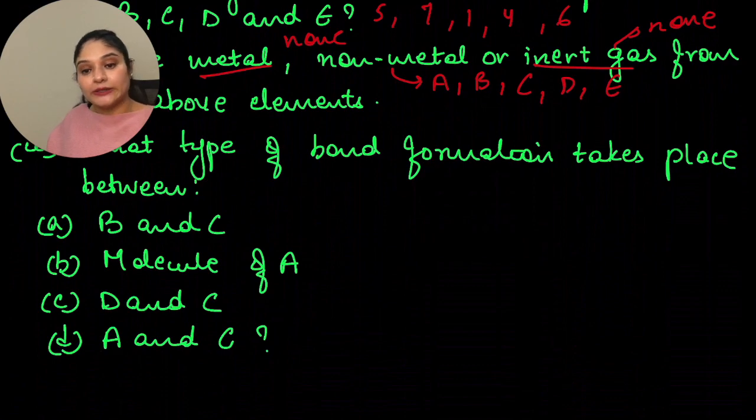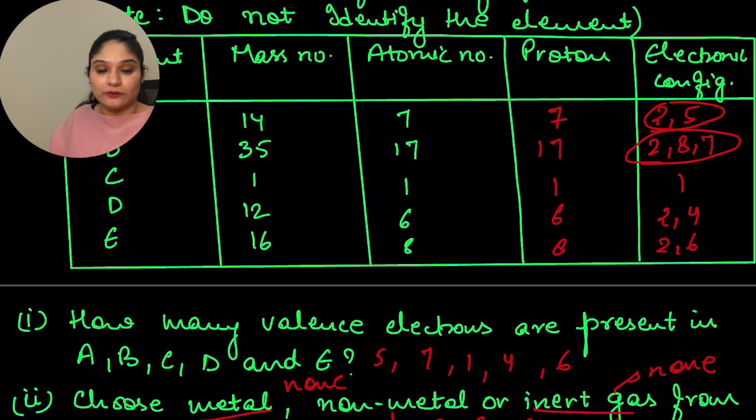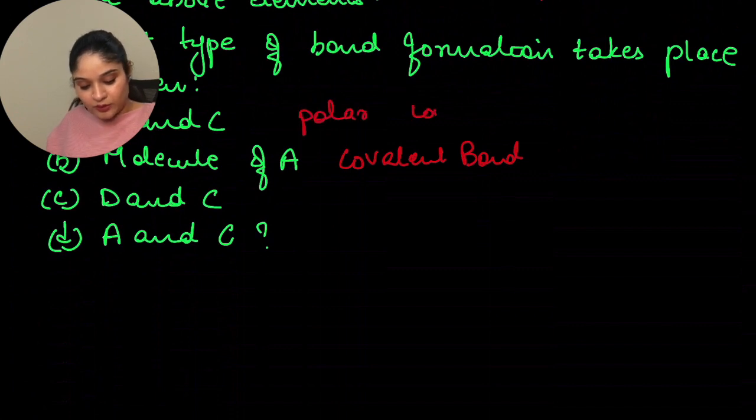Now the next is molecule of A. So let's come down and look at A. So A is 2, 5. When a molecule is being formed and it is sharing, 5 needs 3 more electrons to reach 8. Actually you don't even need three atoms, you just need to share three pairs, so both atoms share 3 electrons each because it's a molecule. So your answer would be just covalent bond. And the one we identified earlier was a polar covalent bond.